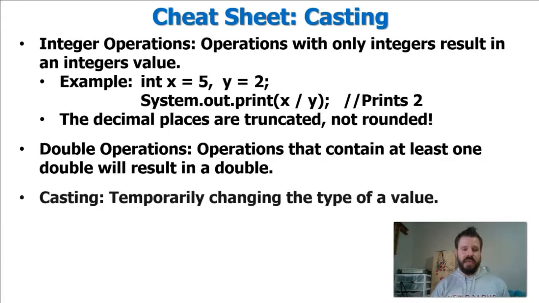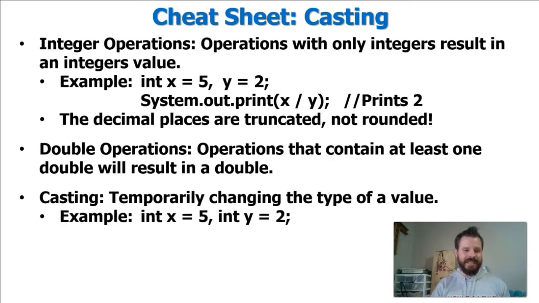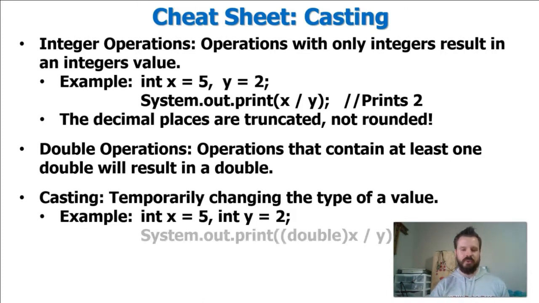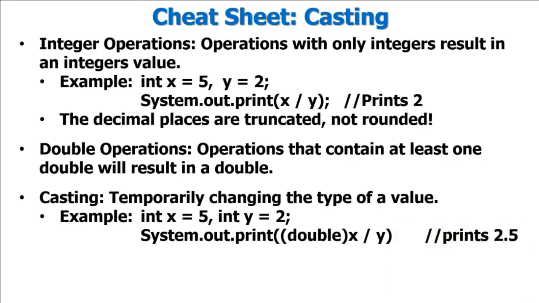Okay, so what we can do then is we can cast. Casting temporarily changes the type of a value. So here we're going to cast as a double. Same idea. If we have 5 and 2 and I want to assign that to a double, we'll print it out. If I cast the x as a double, if I temporarily change it to a double, a 5.0 instead of a 5, and do that division, this is going to print 2.5 for me.